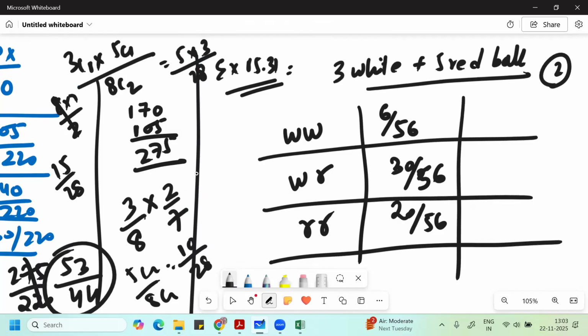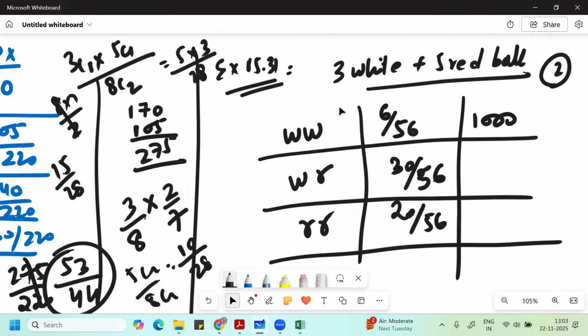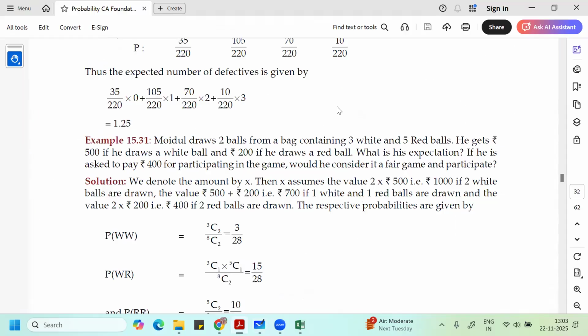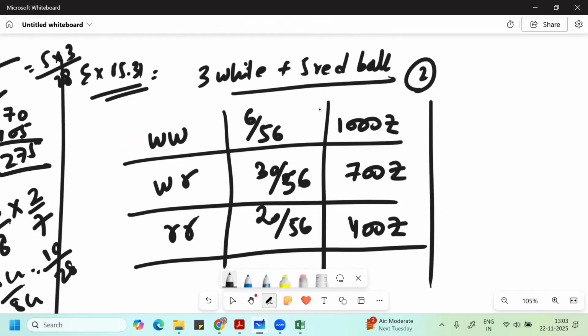And what they're telling is, if you draw a white color ball, you get 500 rupees, and 200 rupees if you get a red ball. So for both white he'll get 1000 rupees. Both red, 200 each, means 400 rupees. And one white, one red means 500 plus 200, 700 rupees. Okay, you got it right. These are your associated probabilities.